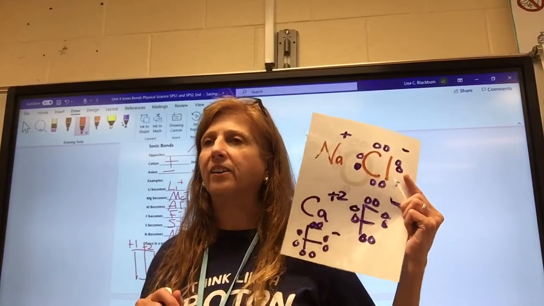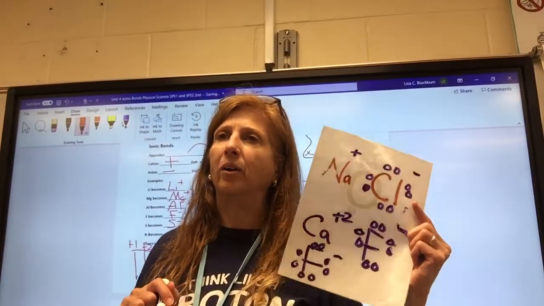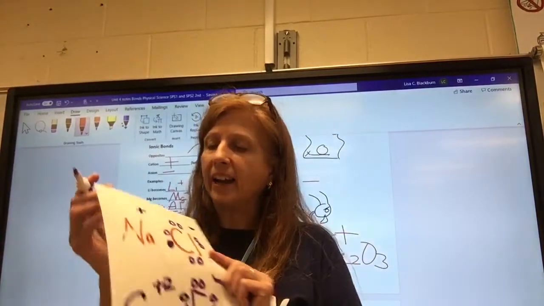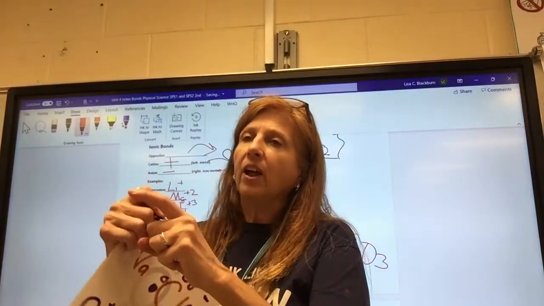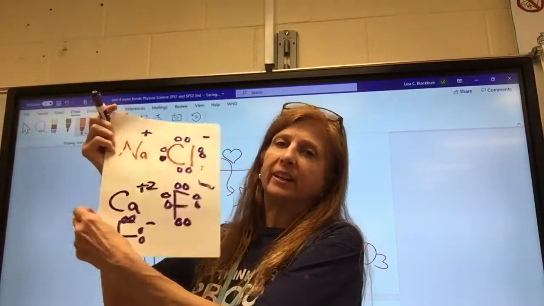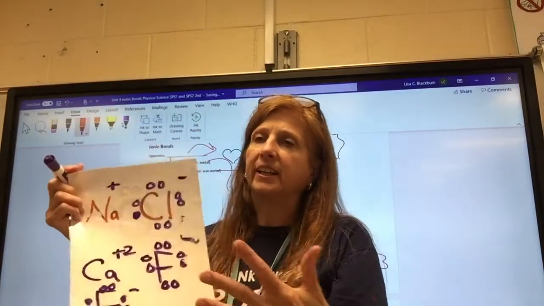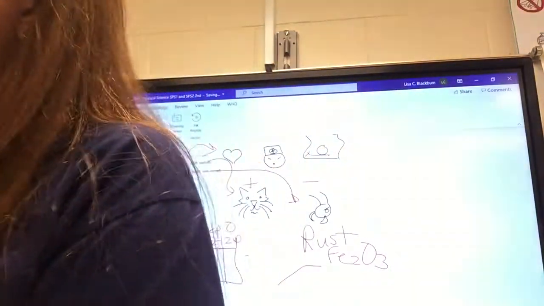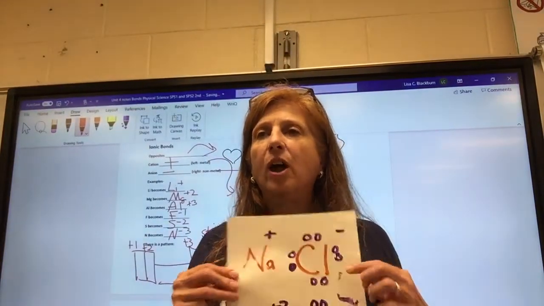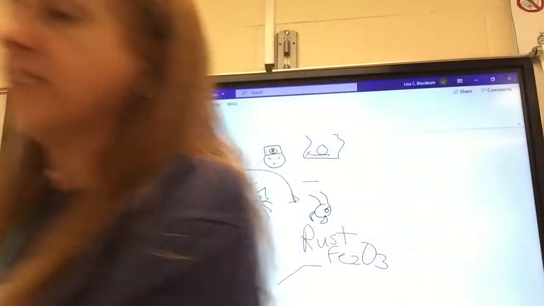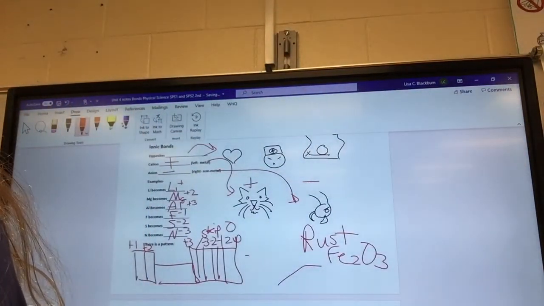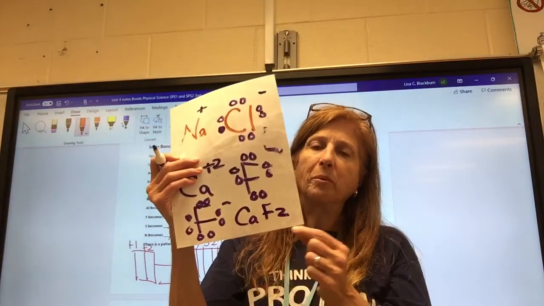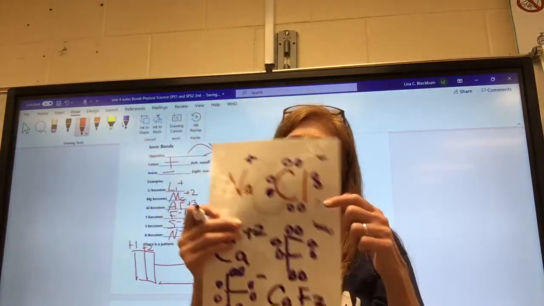Now, are these going to stick together? These positives and negatives, are they going to attract or repel? They're going to attract. These negatives are going to be attracted to that positive, and they're all going to stick together because opposites attract. The formula for salt is NaCl, but the formula for this is CaF2. It has to have 2 F's. So the formula is CaF2, and it all sticks together.